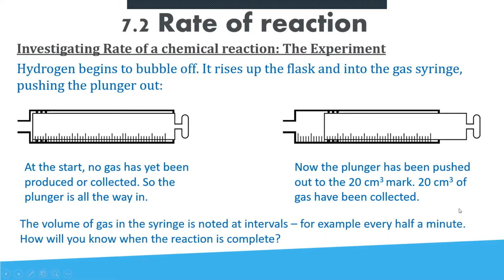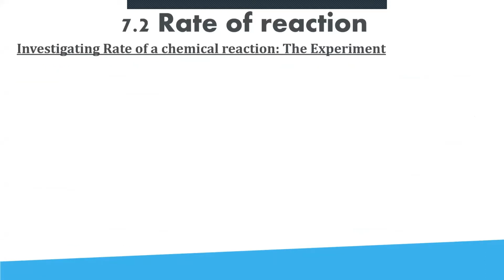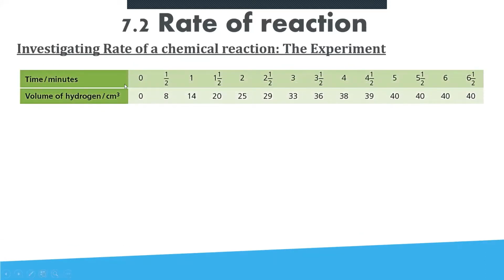Okay. So the volume of gas in the syringe is noted at intervals, for example every half a minute or a minute, as the reaction proceeds. How much volume of gas is evolved is recorded in a table like this. So at 0 minute, 0 centimeter cube; half minute, that is 30 seconds, it produces 8 centimeter cube; 1 minute, 14; 1.5, 20. You record the volume of the gas evolved in equal time intervals.